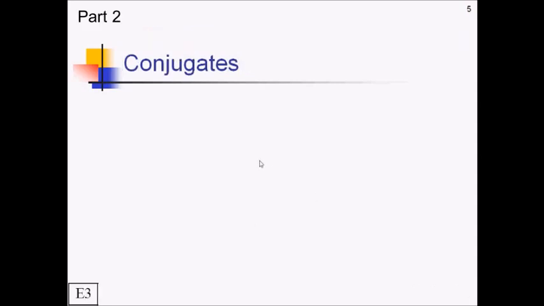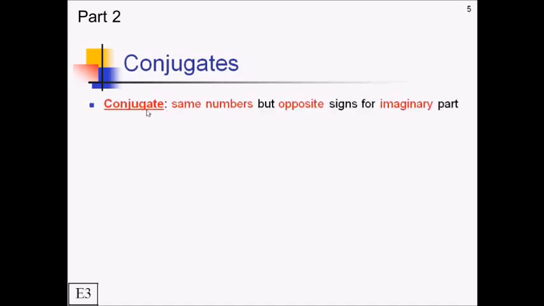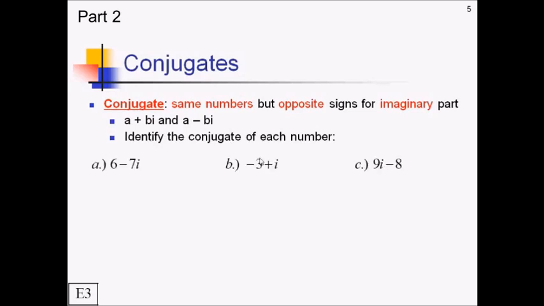We're going to shift gears, or appear to shift gears a little bit, to talk about conjugates. Conjugates means we have the same complex numbers, but opposite signs for the imaginary part. So, for example, a plus bi and a minus bi. See if you can identify the conjugate of each of the following numbers here.